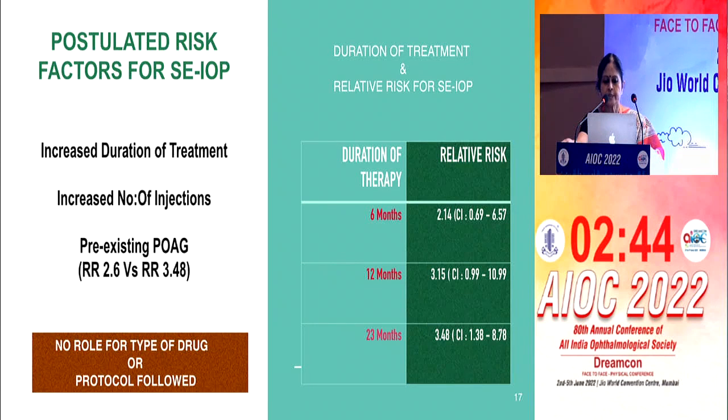The various postulated risk factors for a sustained elevation of IOP are increased duration of treatment, more number of injections, lesser interval between injections, and primary open-angle glaucoma. There is no role for the type of drug that you inject, whether you inject bevacizumab, Avastin, aflibercept, conbercept, or Pagenax, whatever you inject, there is no definite role of the type of drug or the protocol of injection. If you're following a treat and extend protocol, or you're injecting monthly, or on a PRN basis, it has no role in the sustained elevation of IOP.